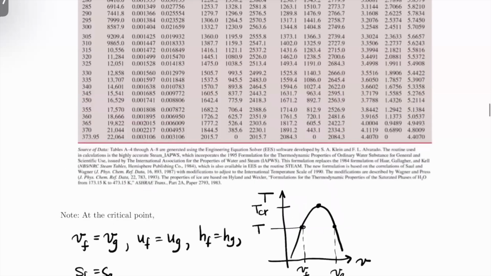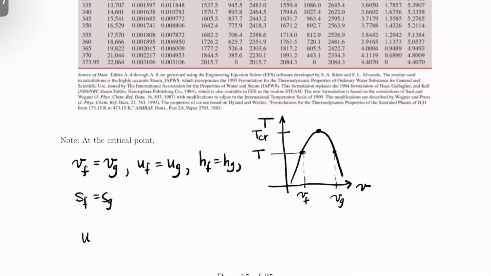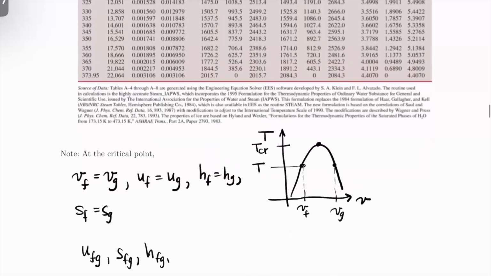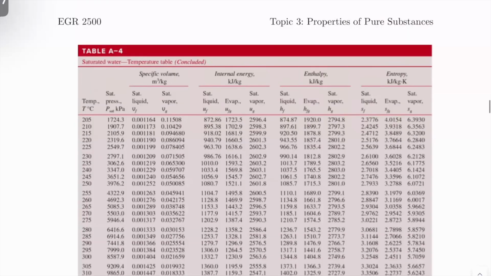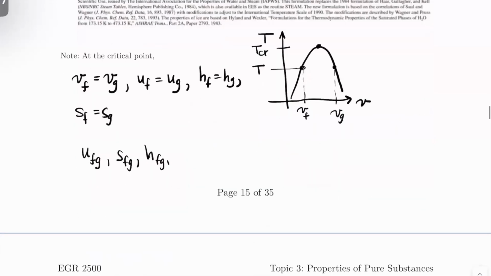All right, so if we look at our table, if you remember that column that looks like UFG, SFG, HFG, and then what one am I missing? U, H, and S. Okay, that's right. So these are all the difference between the saturated liquid value and the saturated vapor value. So if those two values are the same, then these all become 0 at the critical point.